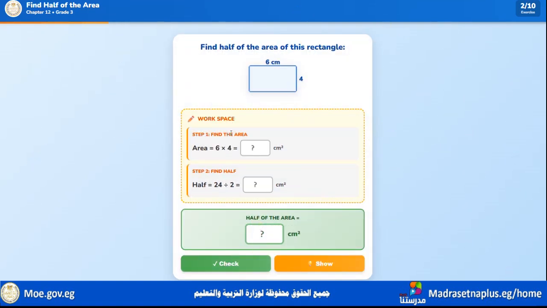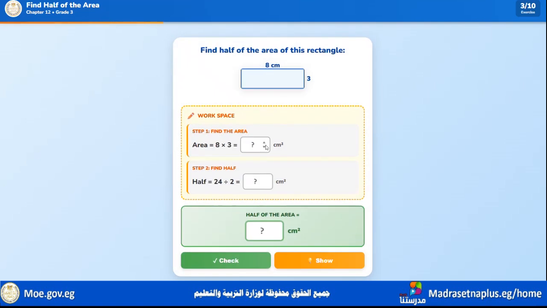Okay, now the area is 6 times 4 equals 24. This is the area. Half of 24, yes, it's 12. This is a way. Another way, I can split 6 into 3 and 3. So half of it is 3 times 4, 12. Or we can split 4 into 2s. So it will be 6 times 2. It's okay, 12.